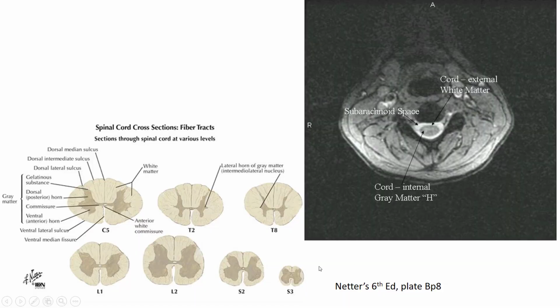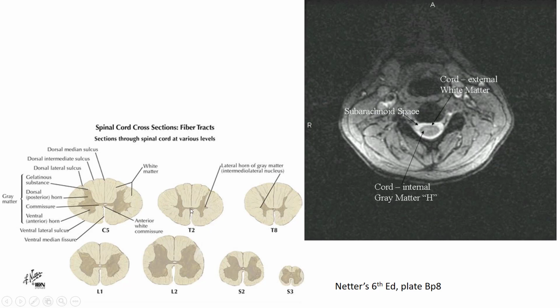As you begin to look at these images here from Netter's, be sure that you remember that these are all flipped upside down. So these are the dorsal or posterior horns here. Remember, those are the longer horns of the H of the gray matter, and these are the anterior or ventral horns. And then the lateral horns are here, just these little buds on each side.